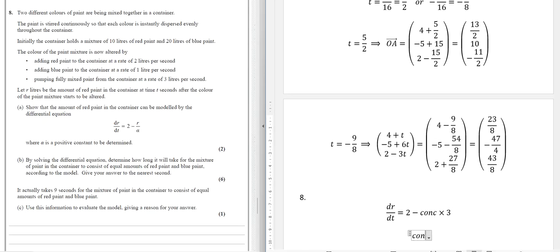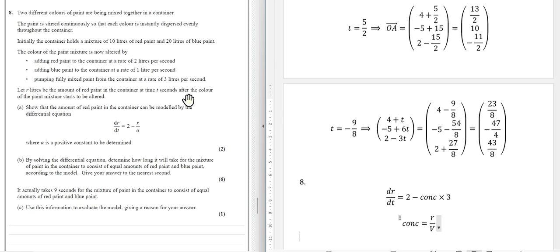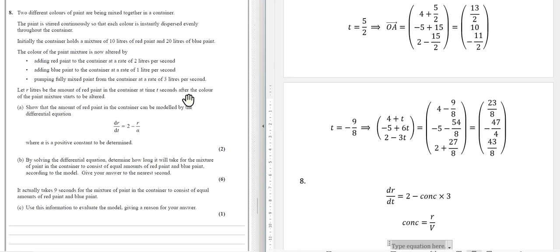Now we need to work out what the concentration is. The concentration is just the amount of red divided by the volume. And the volume itself is fixed, so that's quite convenient. It holds a mixture of 10 litres of red and 20 litres of blue. And every second the volume increases by 3 but also decreases by 3. So the volume is fixed at 30.